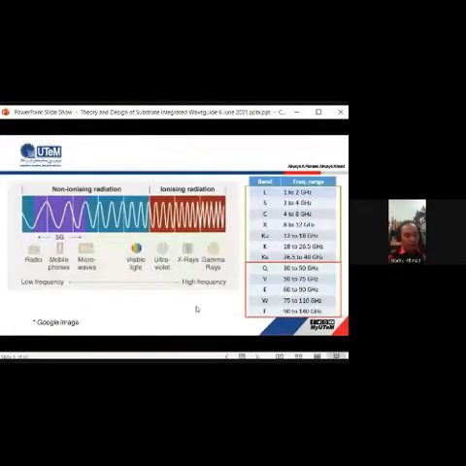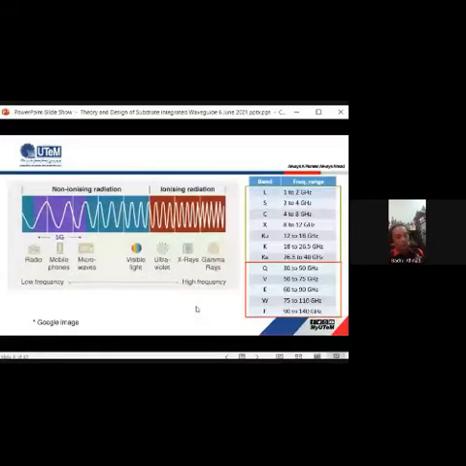I would also like to share this. In the first slide, I talked about ionizing and non-ionizing radiation. Radiation is classified as non-ionizing and ionizing. Non-ionizing radiation has a longer wavelength or lower frequency, so it has lower energy, while ionizing radiation has a short wavelength and higher frequency energy. Ionizing radiation has sufficient energy to produce ions in matter at the molecular level.